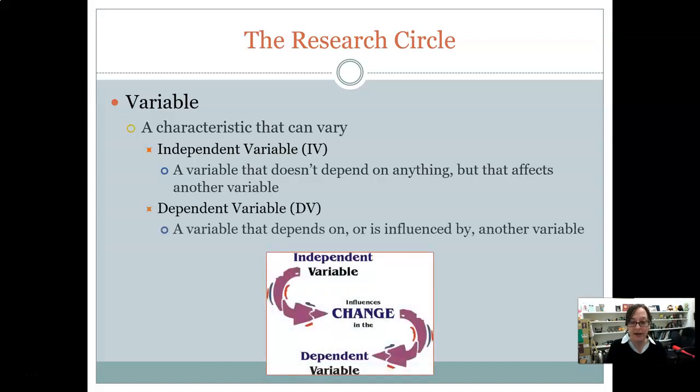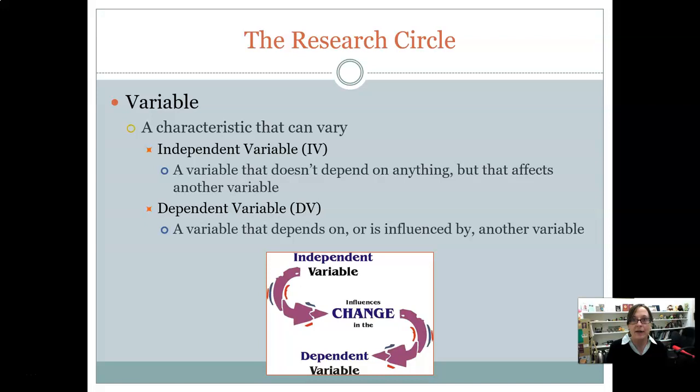Whereas the dependent variable is the variable that depends on something else, or it's influenced by your independent variable. So the independent variable influences change in the dependent variable. And so the dependent variable is typically the one that you're really most interested in explaining. It's kind of the whole point of why you're doing your research study in the first place, usually.